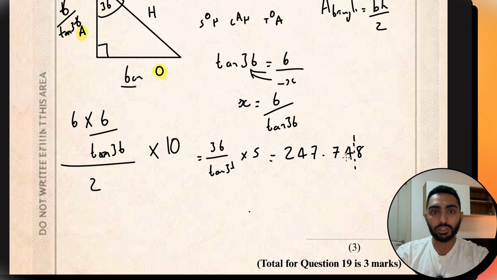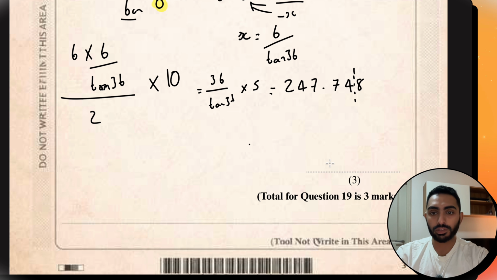And if we round it to 2 decimal places like they want, it would be 247.75 centimeter squared.